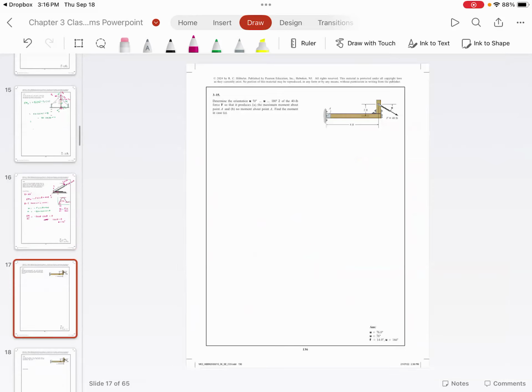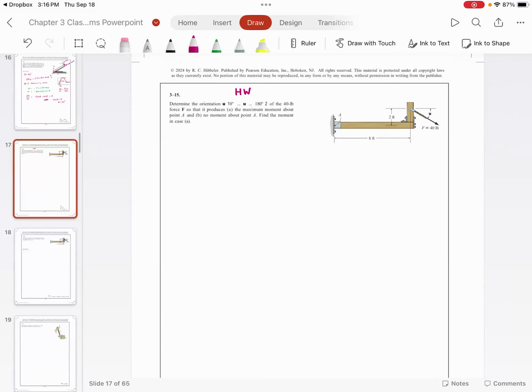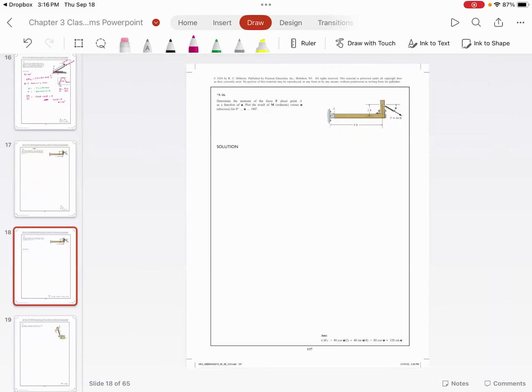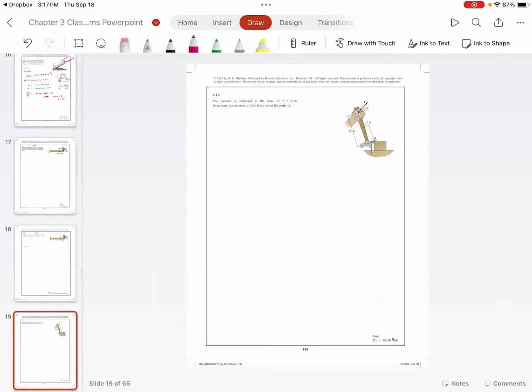Okay. This problem is in principle similar to the problem that I have solved. So this problem I'm going to assign you as the homework. 315 as a homework. 316, again, it is similar, the same problem. So I'm going to assign this as homework.